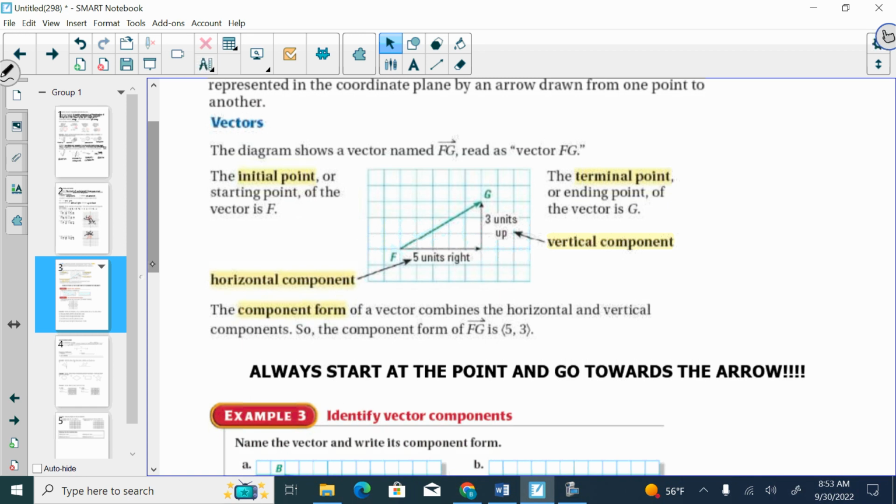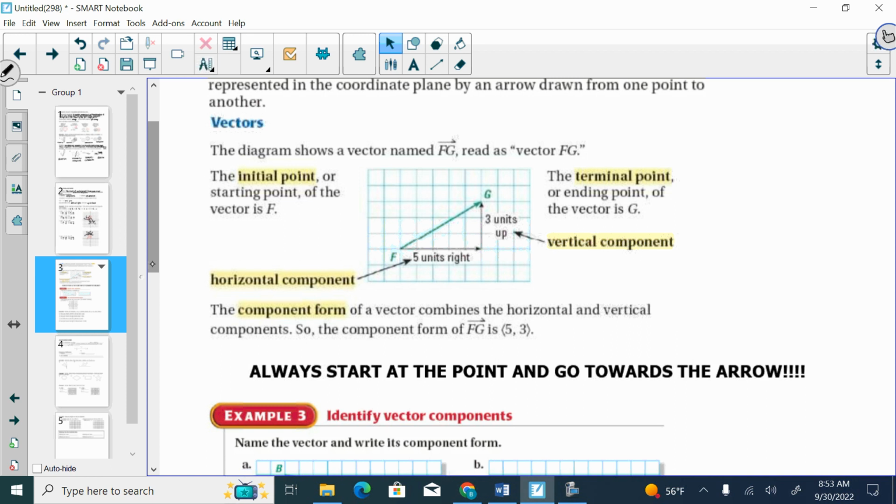But it says in the diagram, this shows a vector that's named FG. So this green line here is FG, the vector. The initial point or the starting point is at F. We know that because the arrow is on the other end at G, so it's headed towards G. That's what we call the terminal point, the point where the arrow ends up. And then we have what we call the horizontal and vertical components, which is how many units over and up or down you move to get to that next point.